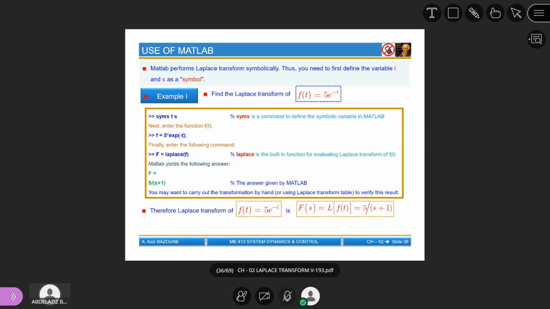So the most important thing here is to remember these two things. Symbolic, to generate the symbolic function, this one, and then remember this: F is equal to Laplace. These are the two important things that you should remember. This is how you define the function in the time domain: f is equal to 5 exponential minus t. And then F is equal to Laplace of f. And then you are done. Laplace, this is your function in the time domain, and this is your function in the s domain.